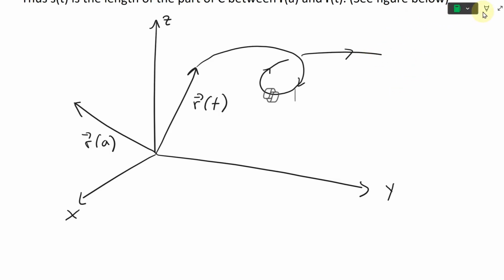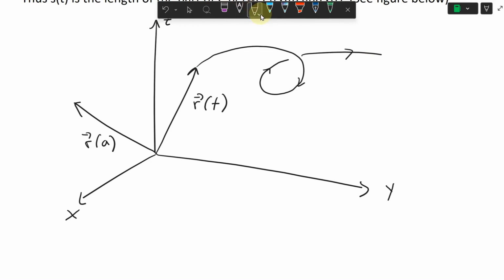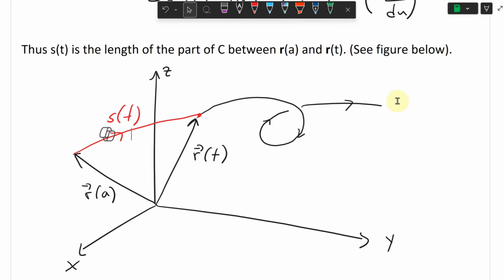I'm going to change the color now to red. So let's say we had this component. This is the curve there, between this and this part right here. This is t, and then it connects over to there and goes. So this would be the subsection, this would be our s of t. Whereas the full one, all the way to b, would be the full arc length.